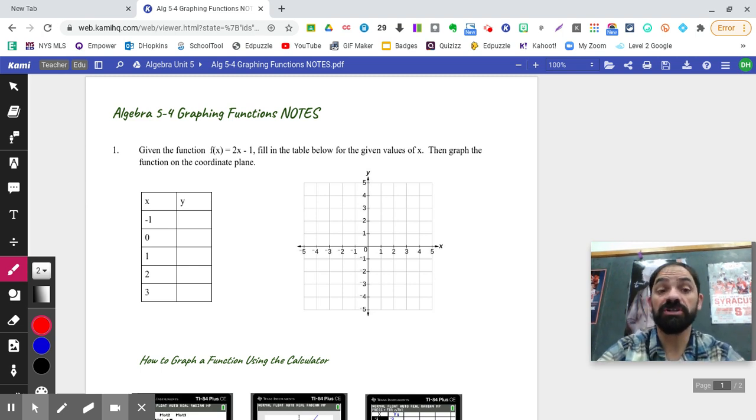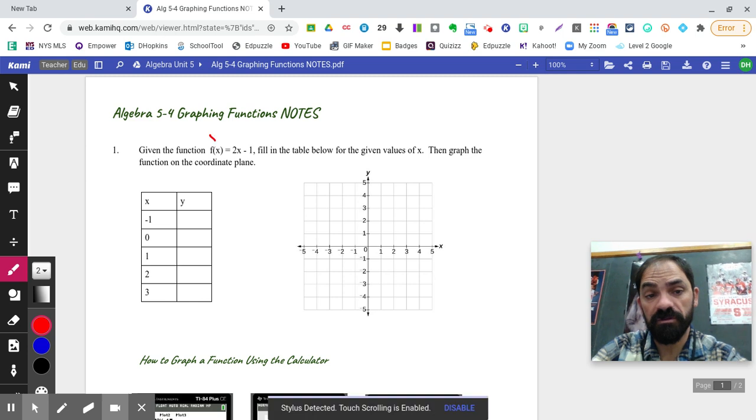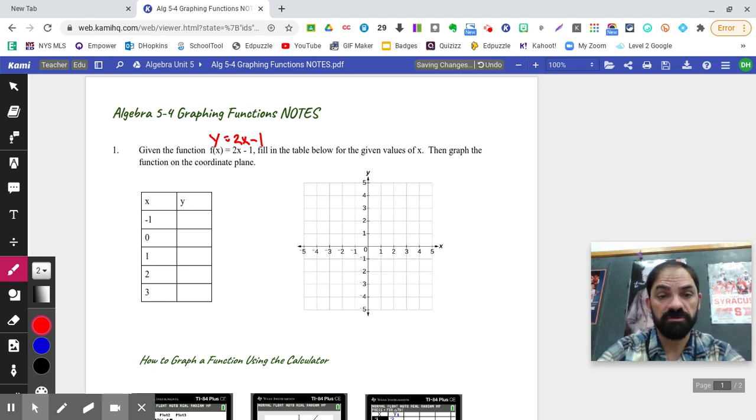It says, given the function f of x equals 2x minus 1. Remember that f of x just means y. So don't be scared of the function notation. It means this right here, the same thing as y equals 2x minus 1.